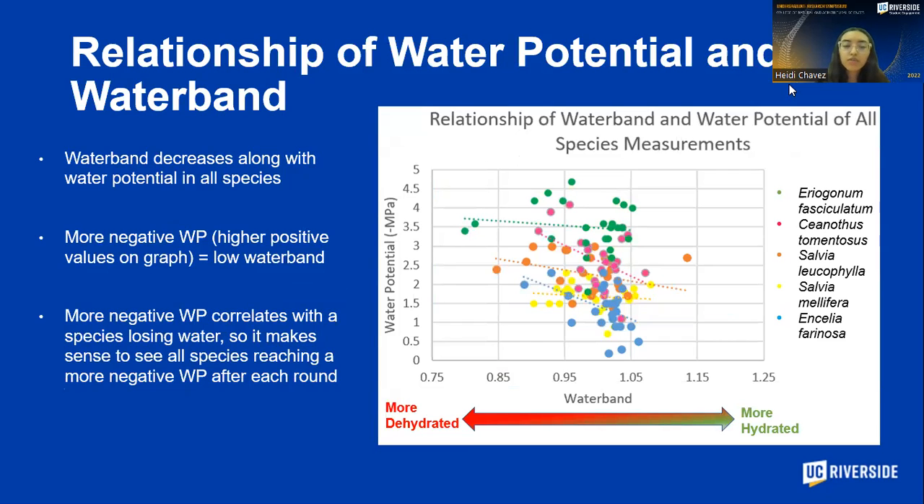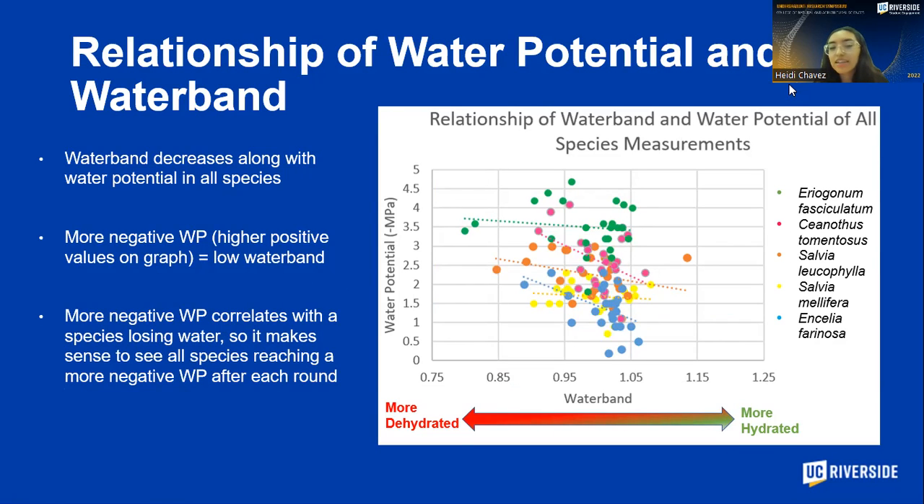So one of the relationships we wanted to explore was the relationship of water potential and water band. By looking at all the trend lines of all 5 species, we were able to see that there is a relationship. For all 5 species, as water potential decreased, the water band would also decrease.